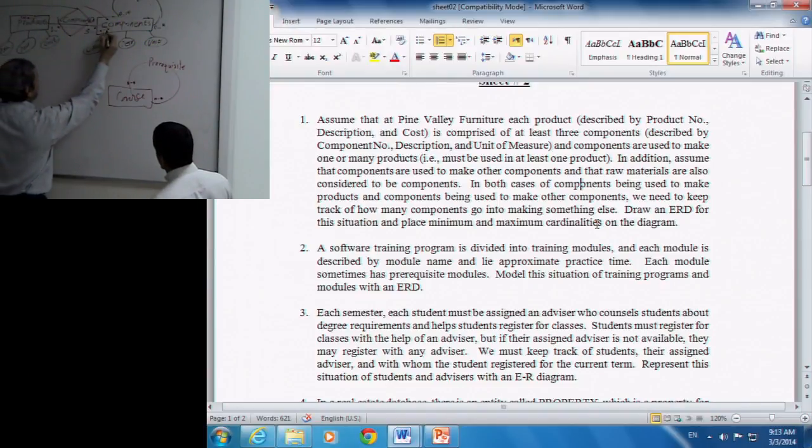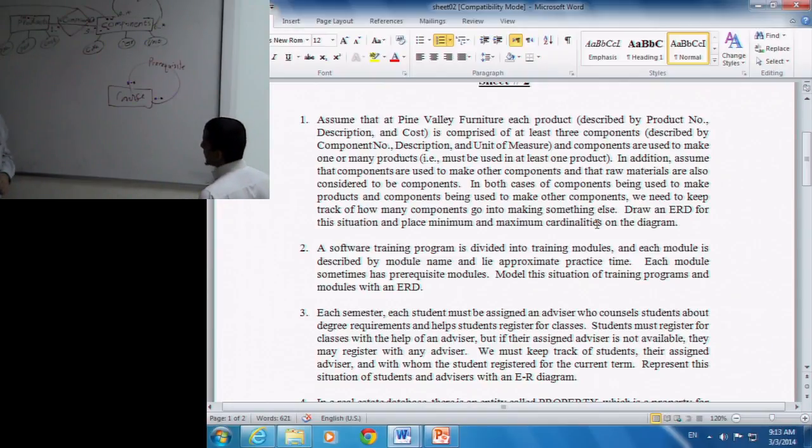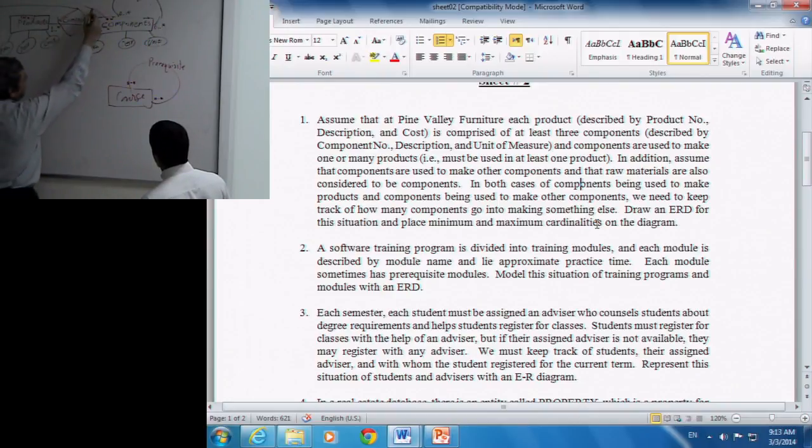Now, how many wheels? This is wheels. How many wheels? That's the point. We need to keep track of how many wheels. That's what the sentence says. So we need to write here four wheels. Right? And here, if it is an engine, we need to say one engine, and so on. So this we need to keep track of.